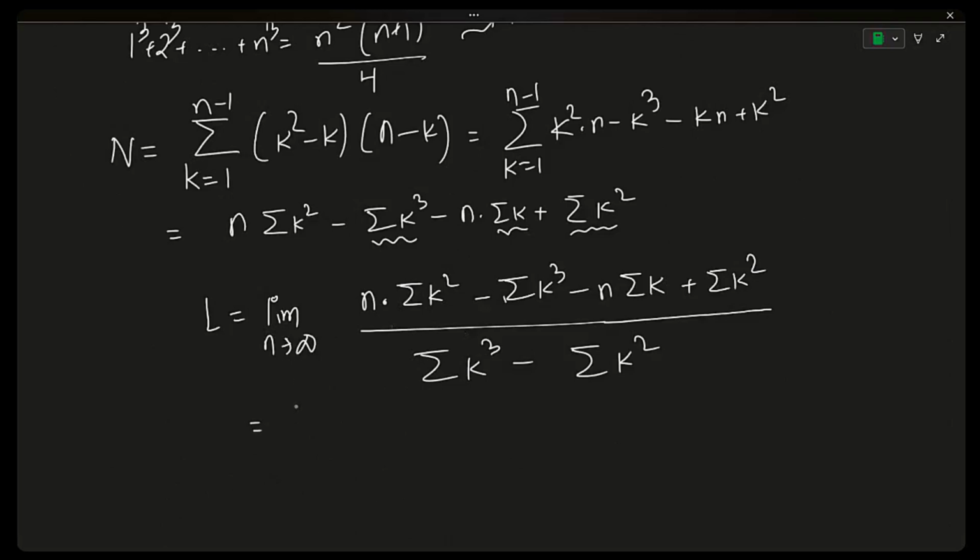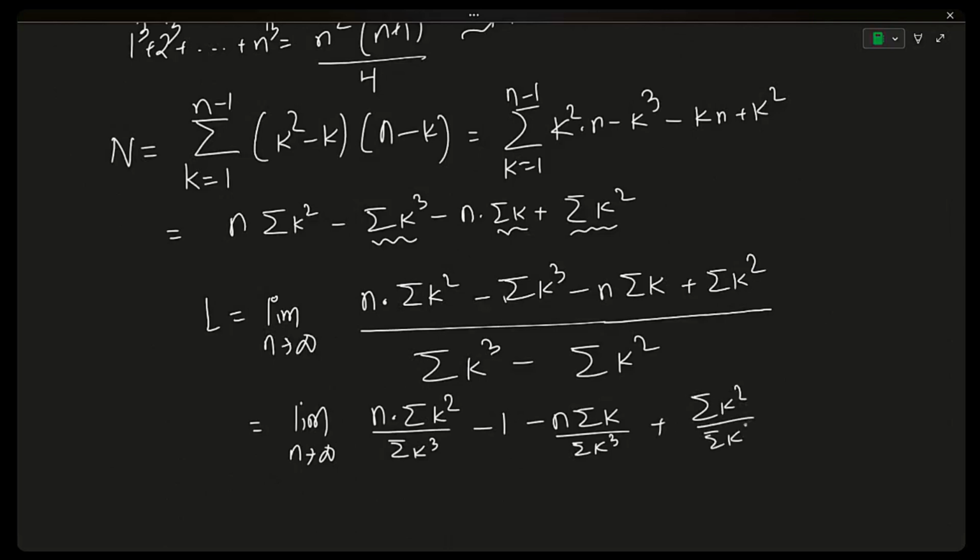If you divide up and down by summation of k cube, which is essentially saying that I am dividing by n to the power 4 to be precise, then the numerator is going to be n into summation of k square by summation of k cube. So I'm basically dividing up and down by summation of k cube. This is going to be 1. I'm only writing the numerator right now. This is going to be n into summation of k by summation of k cube, and this is going to be summation of k square by summation of k cube. In the denominator, it's going to be 1 minus summation of k square by summation of k cube.